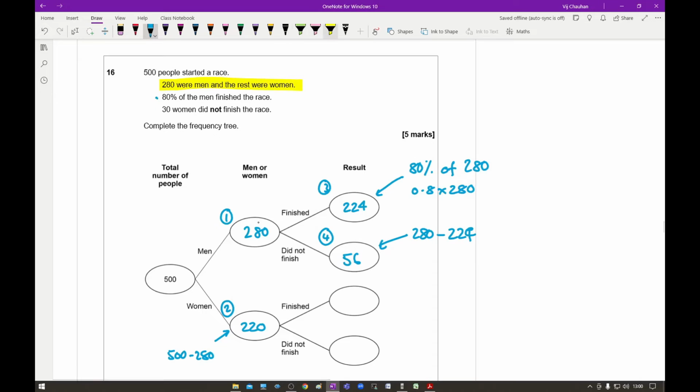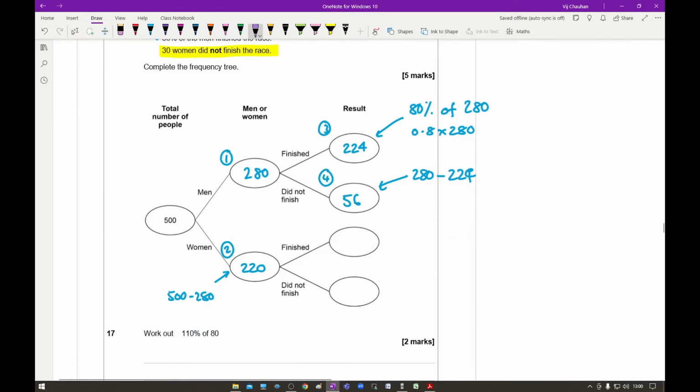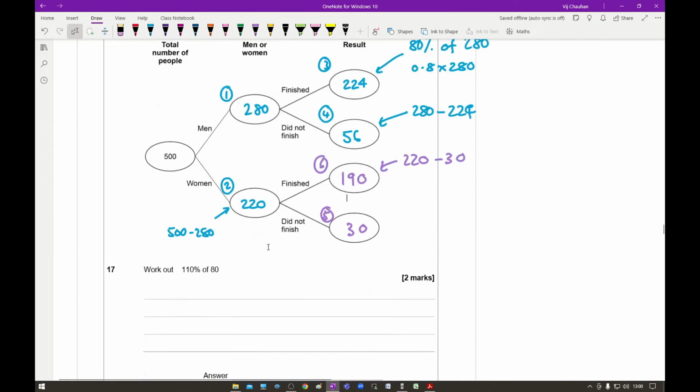Then using the last bit of information, it says 30 women did not finish the race. So if I go down to the number of women who did not finish the race, that's going to be 30. And then to work out the number of women who did finish the race, well, if they're 220, it's going to be 220 minus 30, which gives us an answer of 190. And there we've completed our frequency tree.